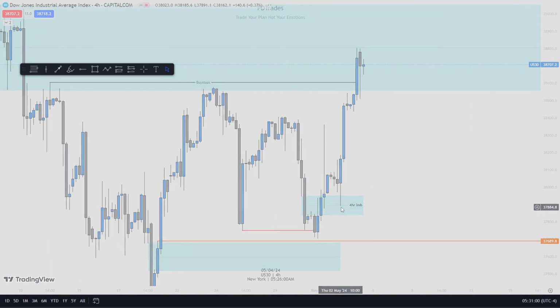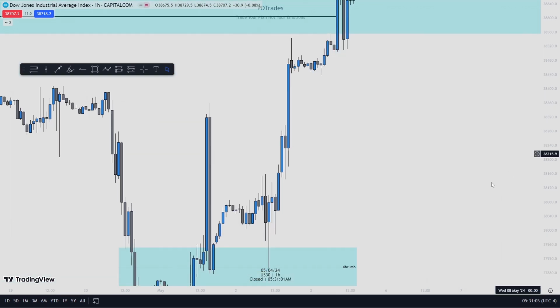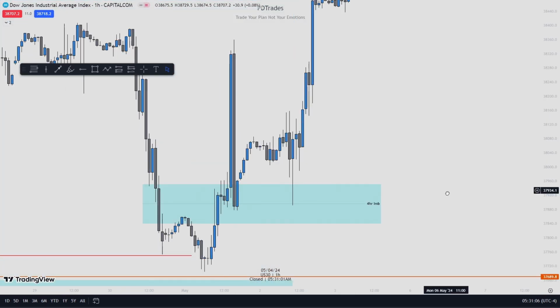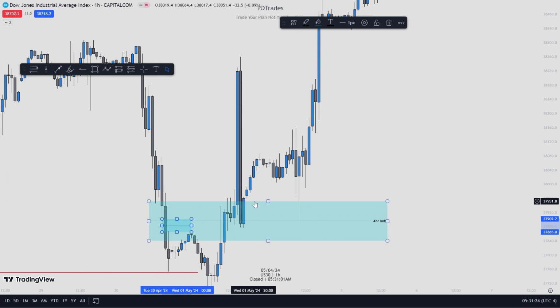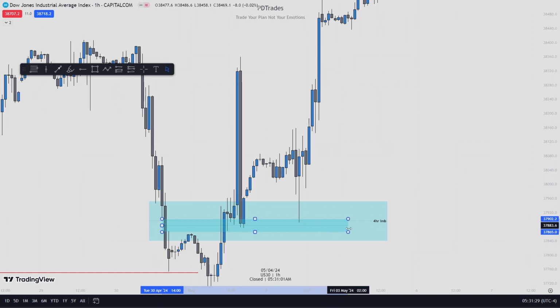If I go to my 1 hourly imbalance, look, inside that 4-hour imbalance there's this 1 hour inversion fair value gap. Let's say maybe you want precision. You're like, hey Joe, I can't enter here, it's risky because the range is too much. I'll be using this 1 hourly, because it's also at the midpoint of the 4-hour imbalance.